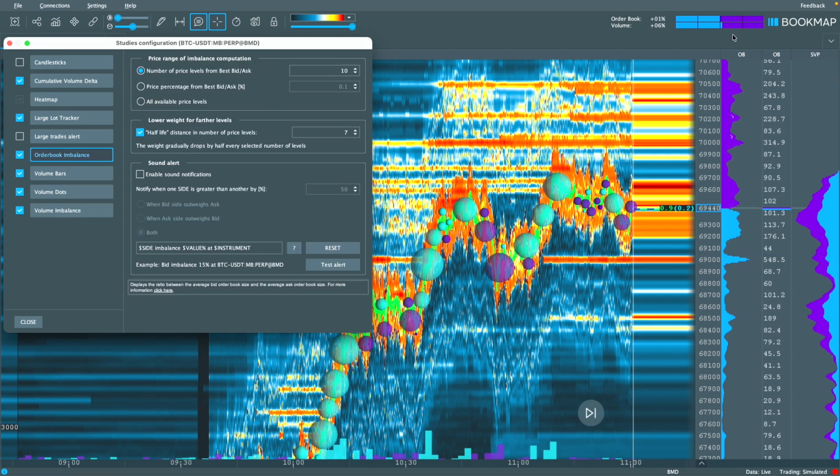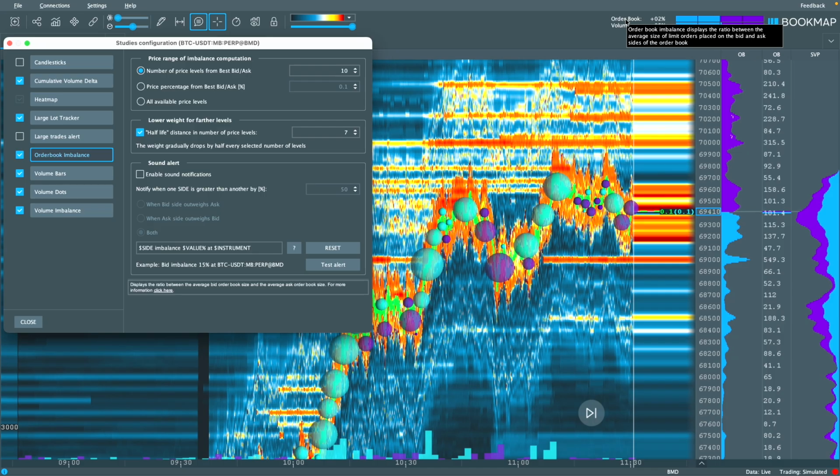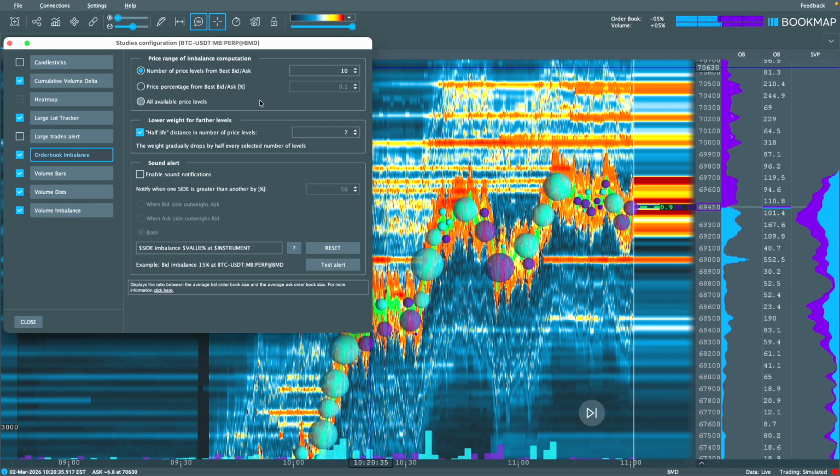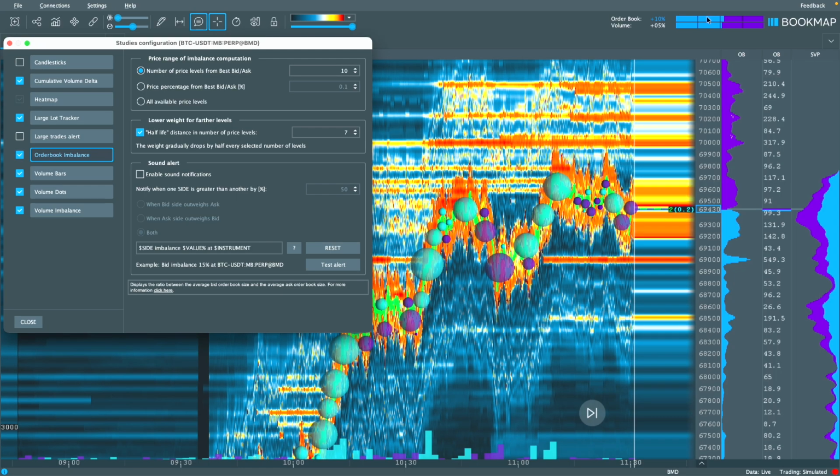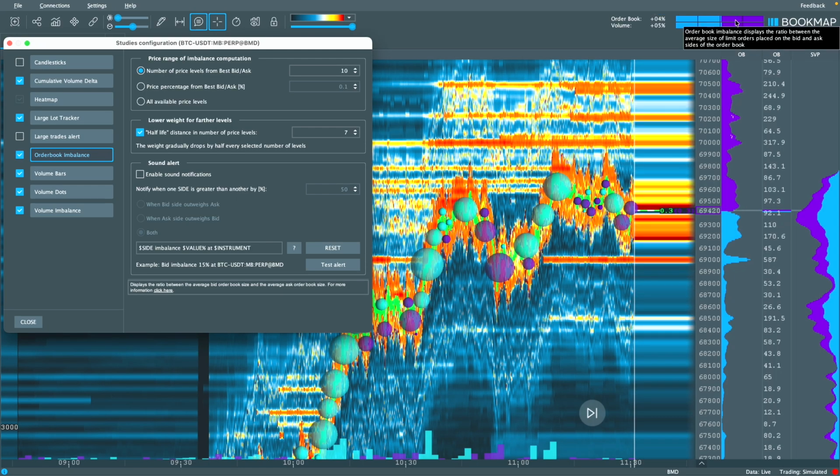You can see it sits above the volume balance indicator in the top right corner here. The order book imbalance compares the relative size of resting bids versus resting asks near current price. It tracks imbalances between buying and selling interest visible in the order book, meaning the order book is heavily weighted to one side near price.